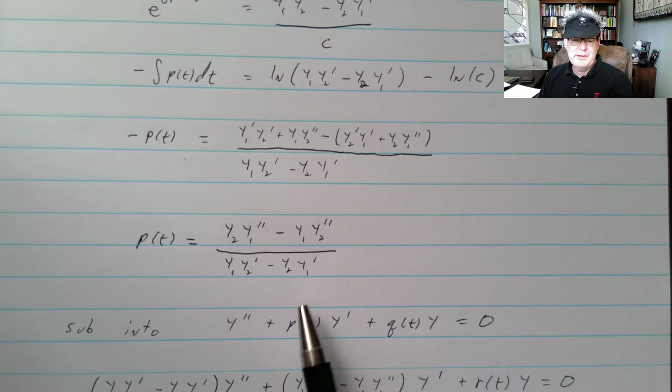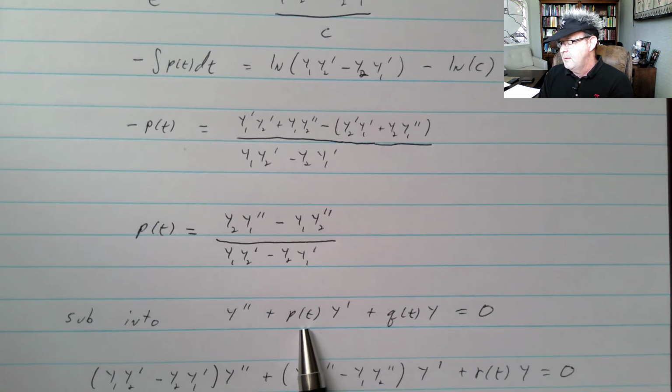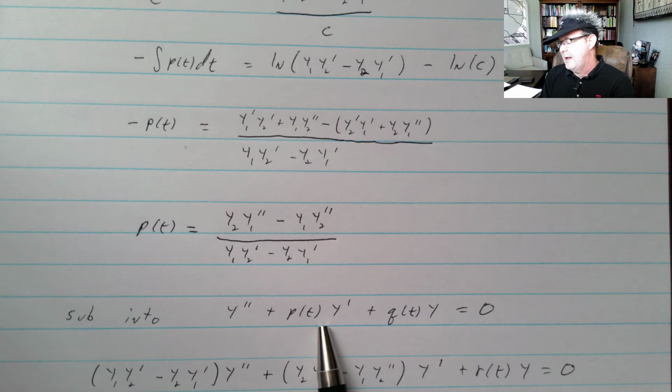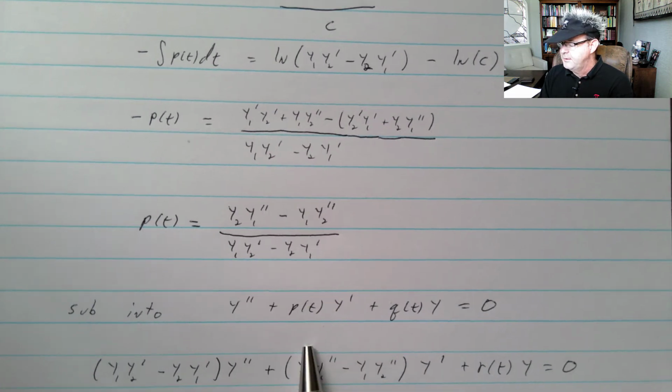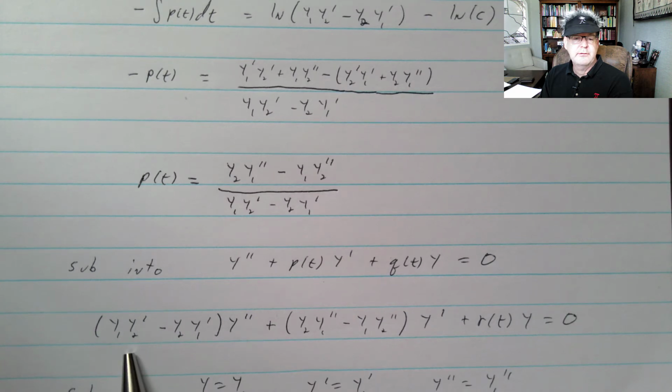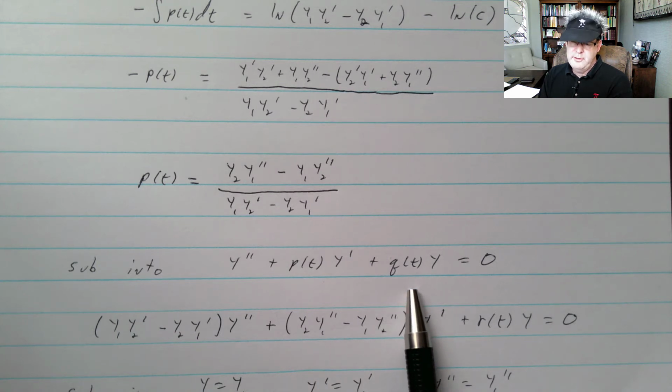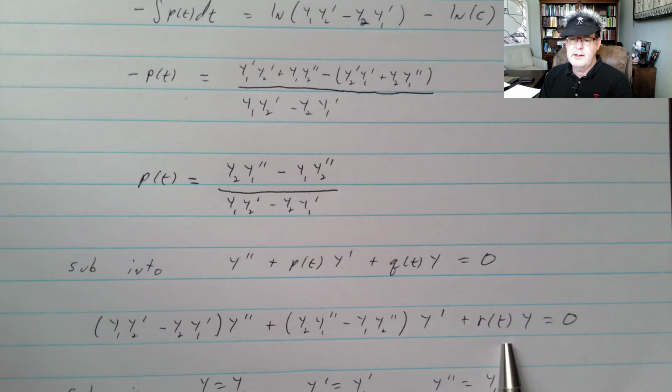So we'll sub into the differential equation standard form. We just found the p of t. So I'll put this into p of t, and again, I'll clear the denominator, so I'll multiply through by that denominator. That'll give me this quantity times y double prime, plus this numerator times y prime, plus the denominator times q, again some function we haven't determined yet, times y.